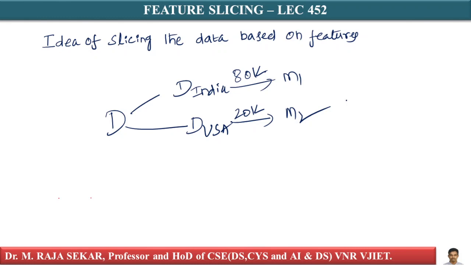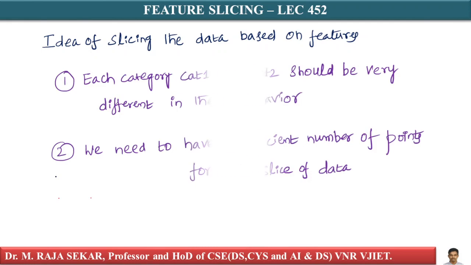Very simple idea of slicing the data based on features, isn't it? Especially when you observe things like this. The two conditions it needs to satisfy. What are those two conditions? First condition is that category 1 and category 2 should be very different in their behavior, and second is that you need to have a sufficient number of points for each slice of data, otherwise it won't work. Then you basically train two models.